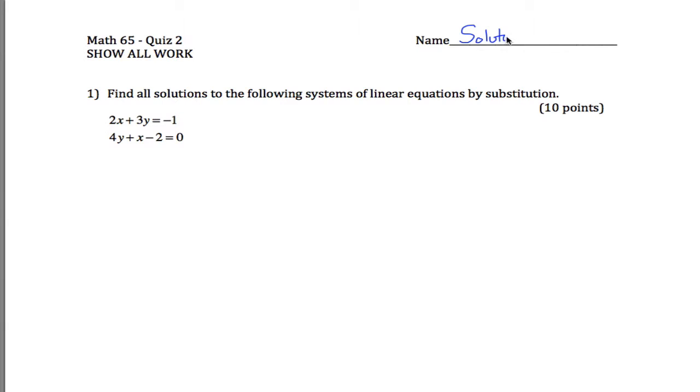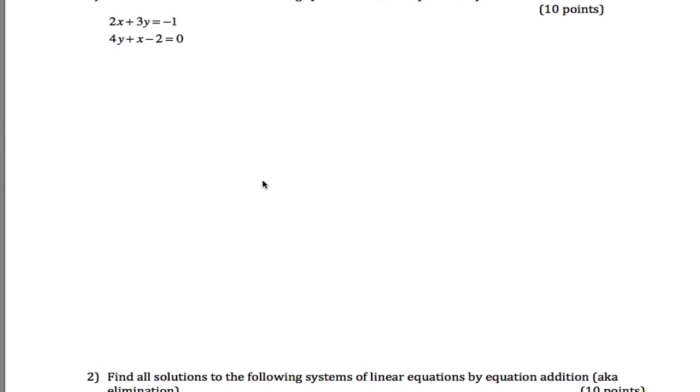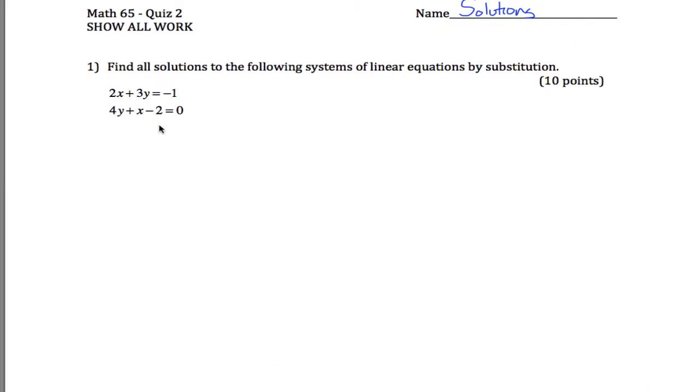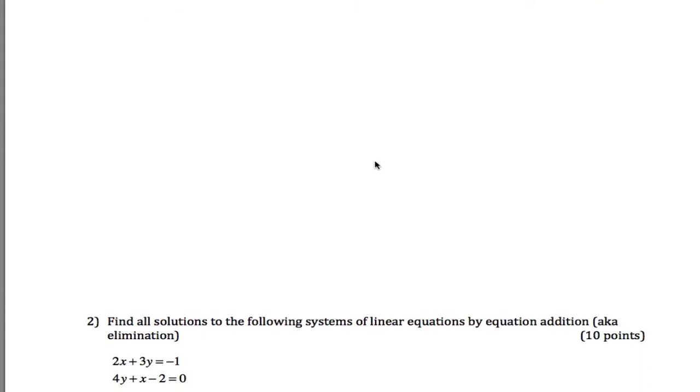Here are our solutions to quiz 2 from Math 65. We're given a system of linear equations. Actually, I think we're given the same system twice and asked to solve it, find the solution. The difference is that in part 1, we're asked to use the substitution method, but in part 2, we're asked to use the equation addition method or elimination method, whatever you want to call it.